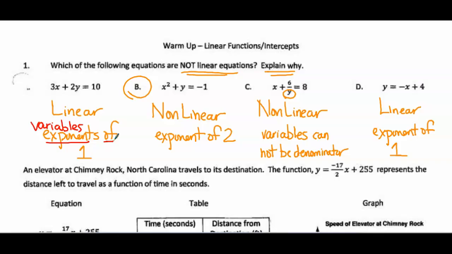For example, if it said this, y equals 2 to the third power plus x, this would be linear. It would be linear because the variable exponents are 1 versus just a number having an exponent higher than 1. So hopefully you can see the difference. Now we go down to the second question. Let me move this for a second.